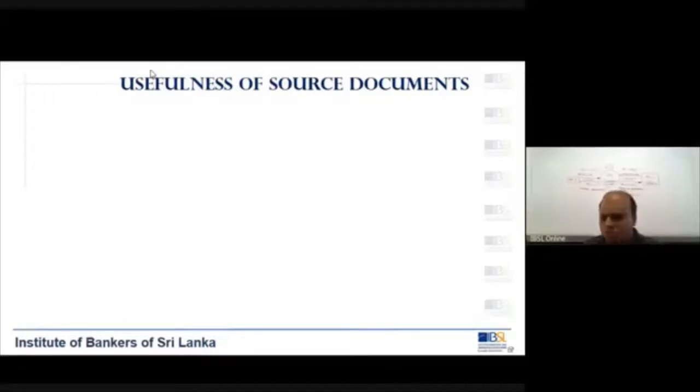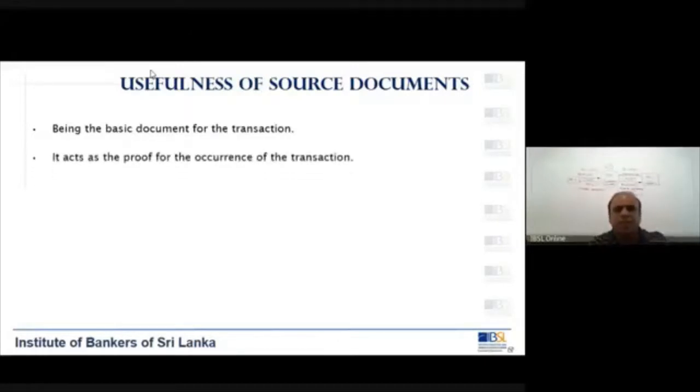So what is the usefulness of source documents? You need to know that every transaction that we enter into, even in banking or in normal companies, they have to make use of certain documents to justify or to prove the transaction. So what are these types of documents? This being the basic document for the transaction, it is going to be the evidence of the transaction. It acts as the proof for the occurrence of the transaction.